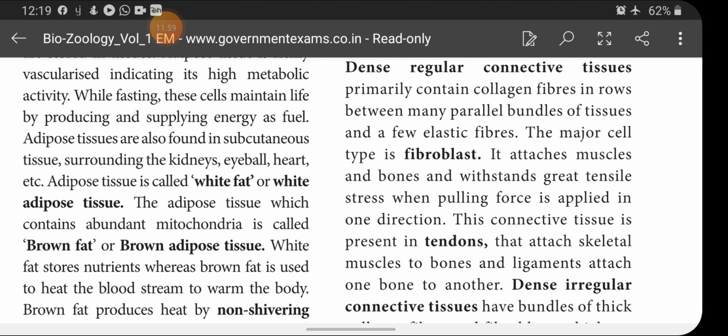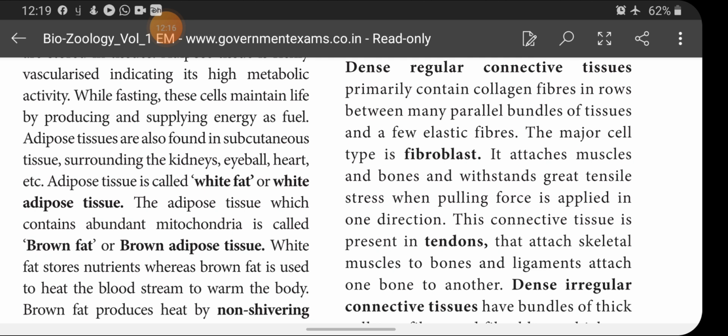So the connective tissue present in the tendons is called dense regular connective tissue, and it attaches the skeletal muscles to bone, and ligaments attach one bone to another bone. So both tendons and ligaments are examples of dense regular connective tissue.